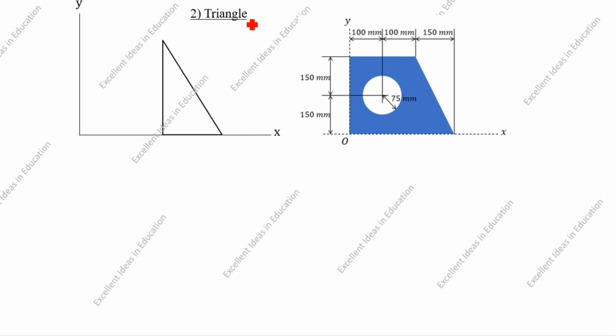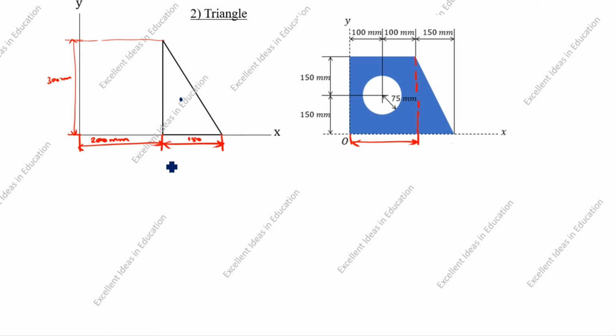Next we will calculate the triangle. You see this drawing, the triangle up to here. This value is 200, so we will write it here. Here is 200. What is this value? This value is given as 150. You see this drawing? This value is given as 150. What is this value? Up to here is 300 mm.